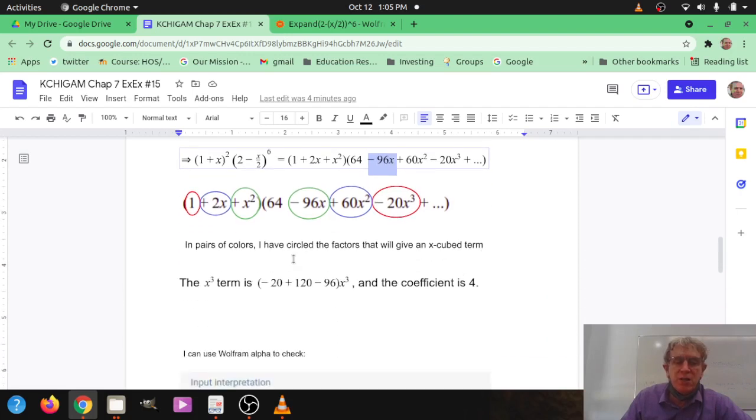So I can see that the x cubed term is, I'm going to group together the coefficients here, negative 20 plus 120 minus 96. And all of that is multiplied by x cubed. So the coefficient is just 100 minus 96, or 4. So that's the answer. Now, I'm going to go ahead and check this in Wolfram Alpha, okay?